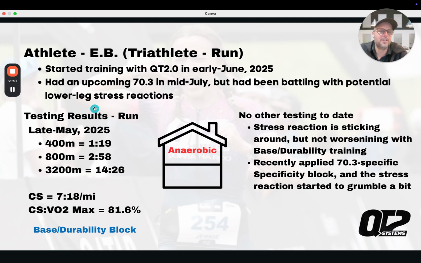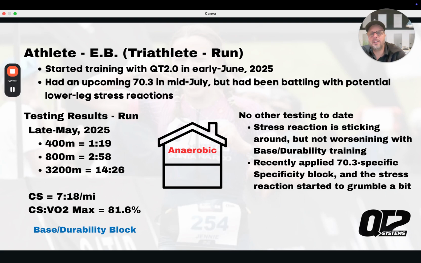This was when she started with us in early June. This was when a little bit of stress reaction was poking its head. It was giving us some shots over the bow. It was telling us that it could be a problem, but it didn't have to be. And she had the upcoming race in mid-July, but with the lower leg stress reactions, we took care.